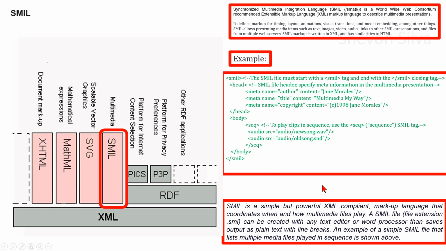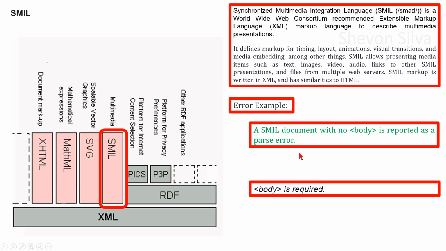As an error example, a SMIL document with no body is reported as a parse error, and here the body element is required.